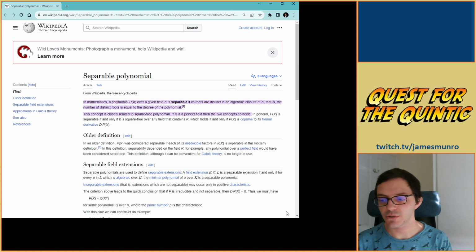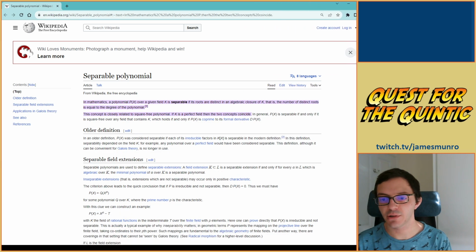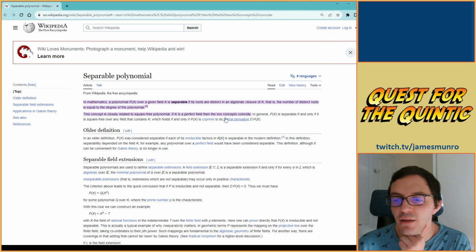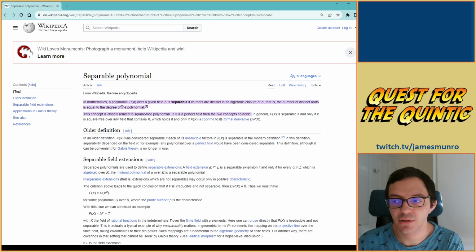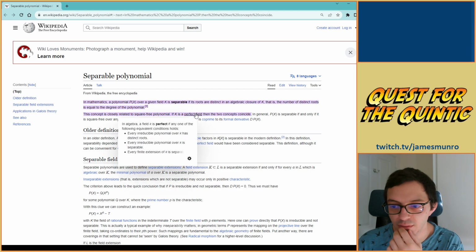Cut. Wiki's got two definitions of separable polynomial. Perfect field, what is going on? So if its roots are distinct in the algebraic closure of K, that sounds fine, no repeated roots. Move to the algebraic closure and it comes back down. Closely related to the square free polynomial, fine, okay. K is a perfect field.